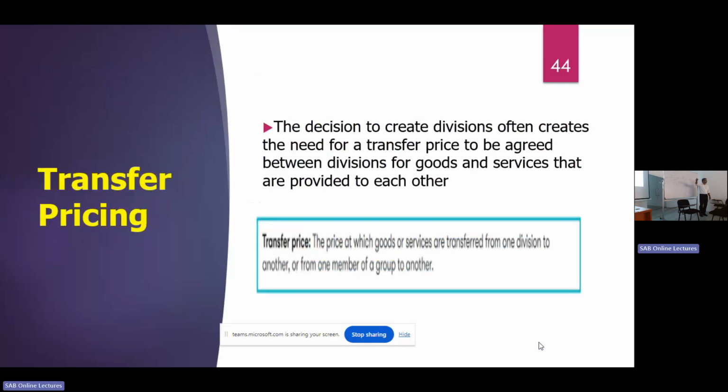But actually, division B, they have an option. This intermediate product they can sell to outside at 250.